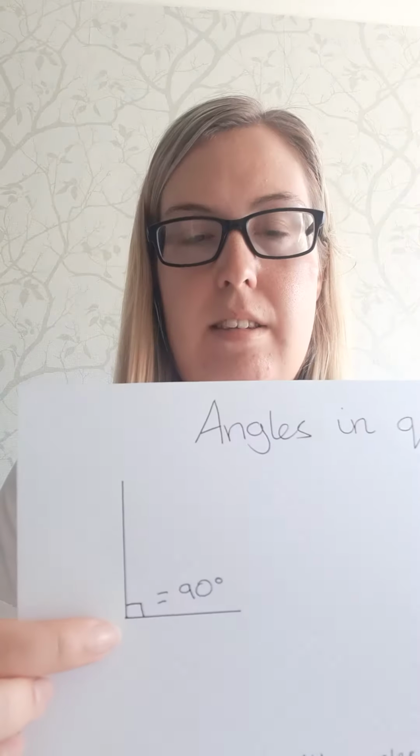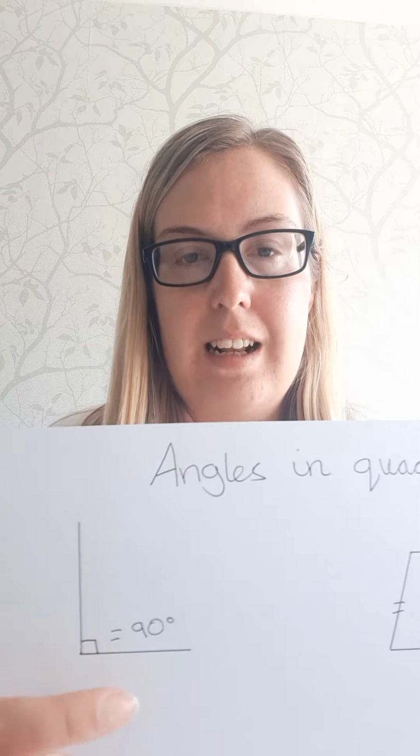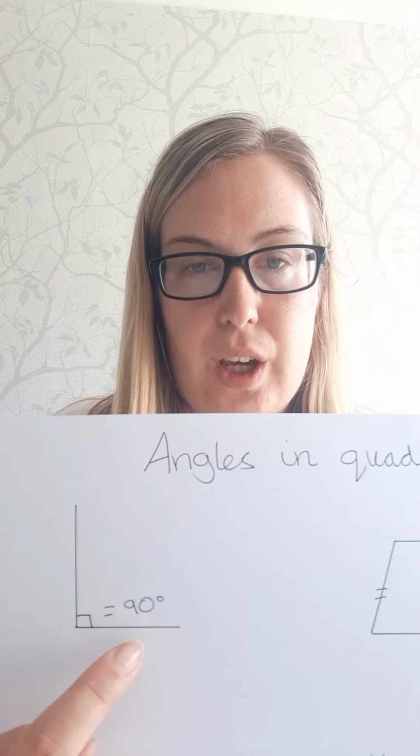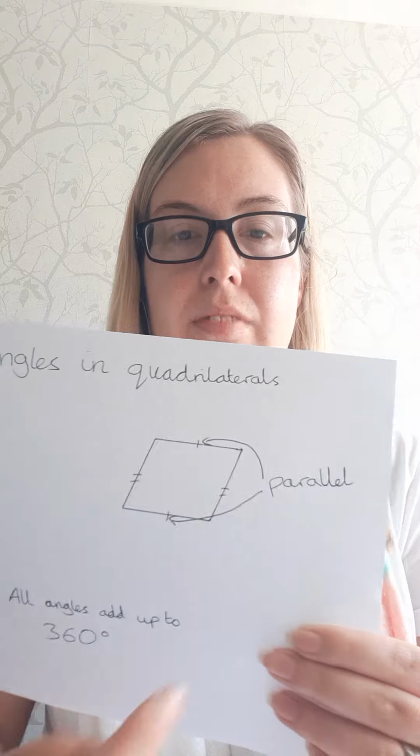We'll start with this. If you ever see a square in the corner, this shape here, that means that the angle is automatically 90 degrees. It will not always write that it is 90 degrees for you. Sometimes it will just put the square. So that's really important to remember.